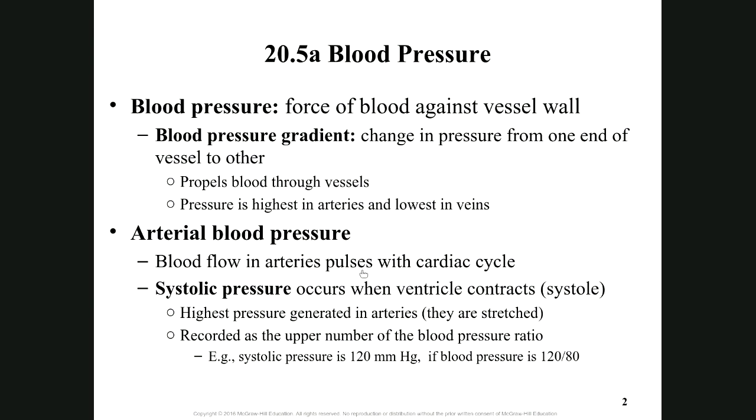We have two types of pressure. One type of pressure in our blood vessel is called systolic pressure or systolic blood pressure. This systolic blood pressure occurs when our ventricles are in contraction or systole. This is the highest pressure which is generated in the arteries. At this time, the arteries become stretched and they hold a large amount of blood. I will talk about this part later for you.